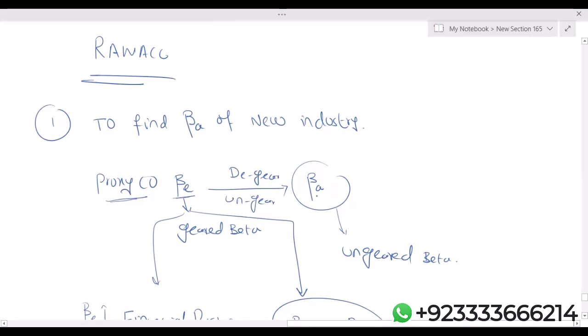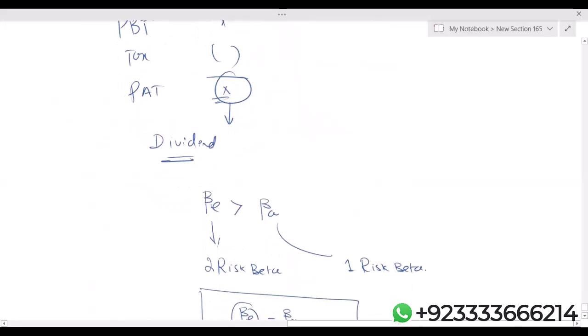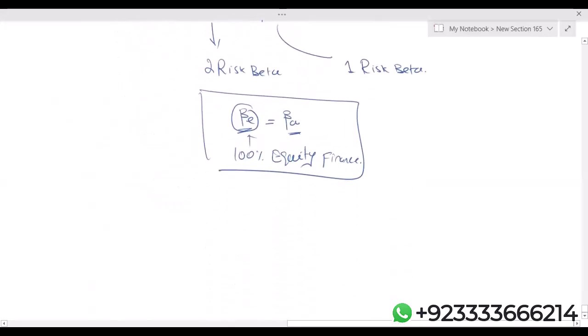Equity beta is a two risk beta. Beta asset is one risk beta. So logically, two risk beta must be higher than one risk beta. Now, the question is how to de-gear equity beta to calculate beta asset. So let me write the formula for you. We have an asset beta formula.